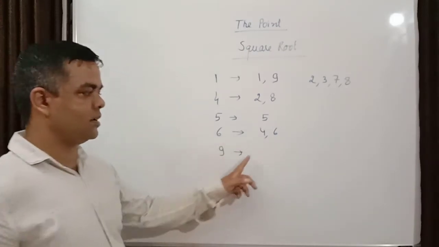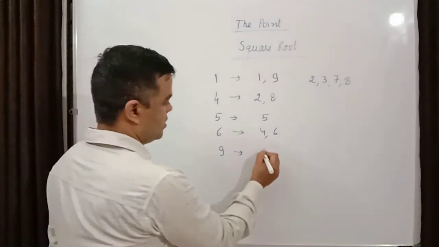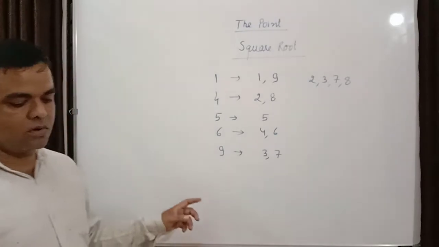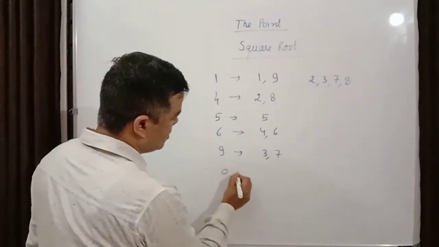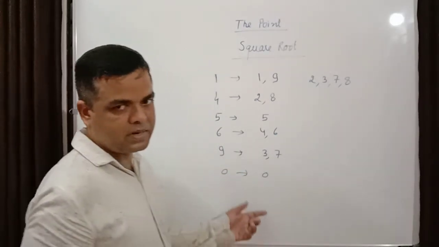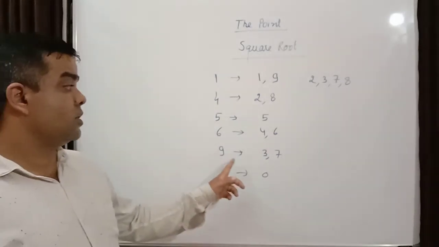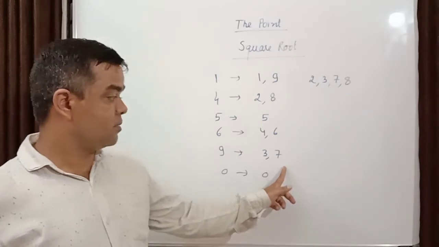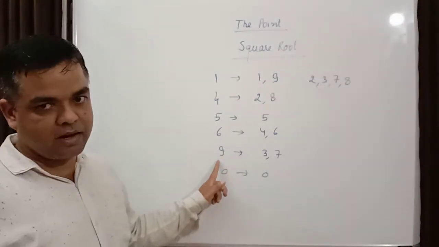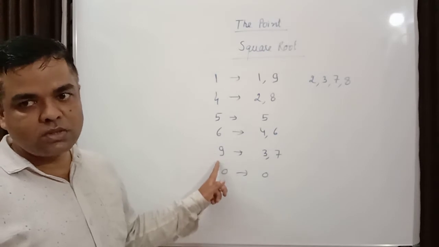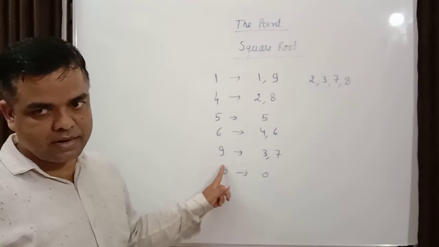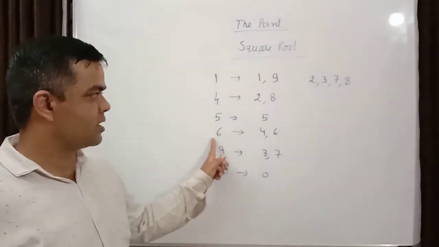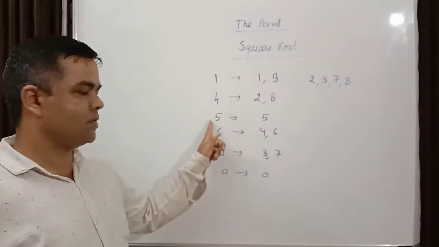9: the unit digit will be either 3 or 7. And if it is 0, then 0 is 0, 0 does not matter in squares. So if the unit digit of the number is 3 or 7, it means it is a square of a digit whose unit digit is 9. And if the unit digit is 4 or 6, then in the last 6 will come. If the unit digit is 5, then 5 will come.